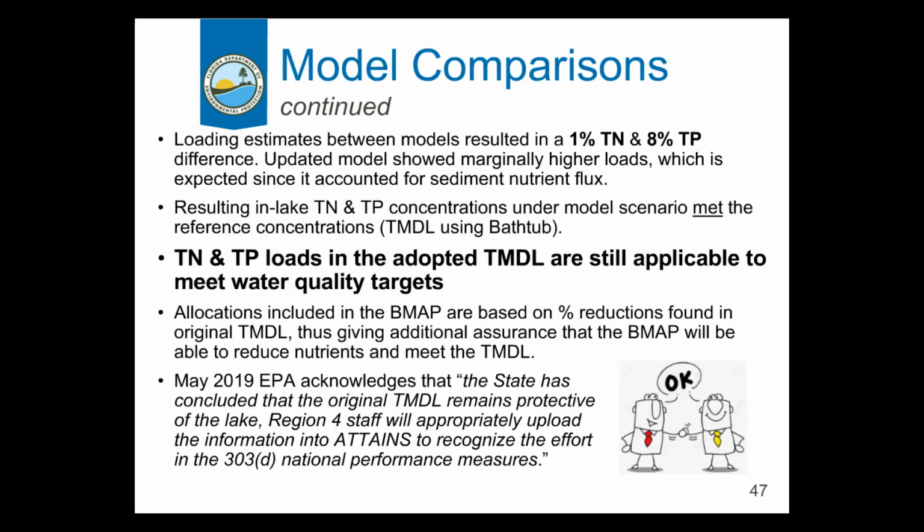So with that, we did the exact same water body, HSPF, EFDC to WASP, and the results with the loading estimates between the Bathtub in 2006 and then the latest and greatest 2017 model, we had a 1% difference in TN and 8% difference in TP, which we would expect the updated model to have marginally higher loads because it accounted for that sediment nutrient flux.